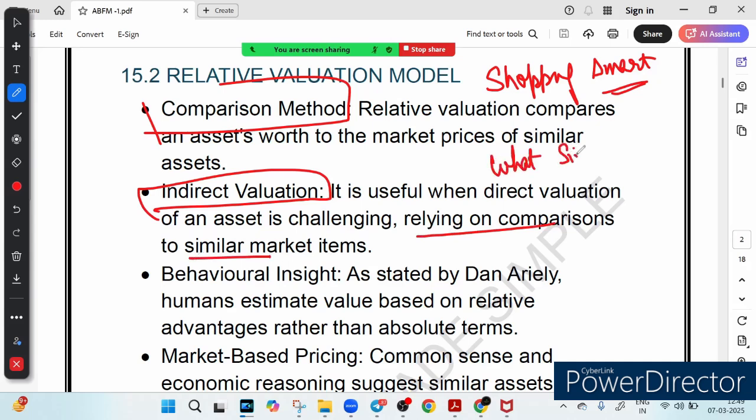Let me write down, this is a key point. We look at what similar things are worth, and then we adjust accordingly.